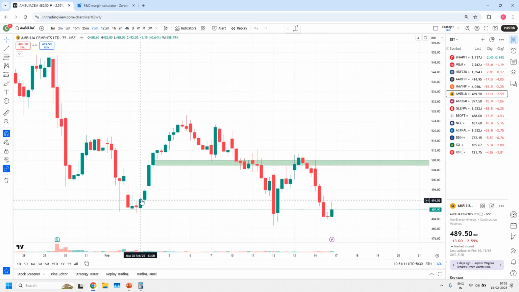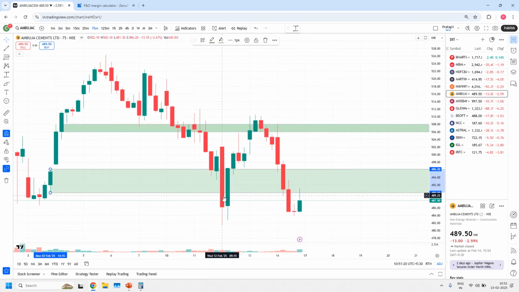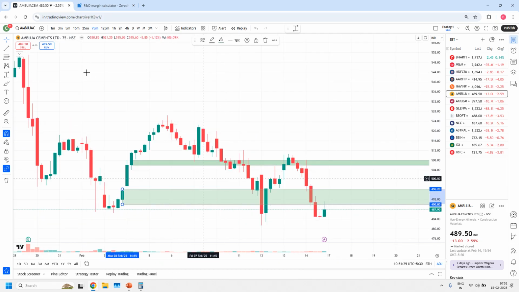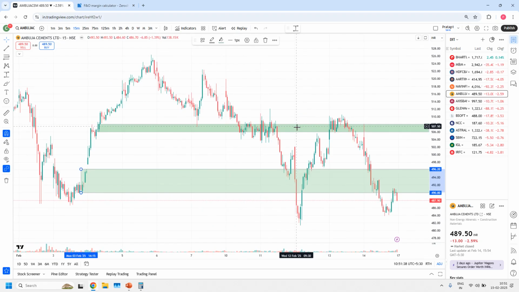Here you see, you have rally base drop. This is the 75 minute zone. Now this trend is changed. When? 12th February, Wednesday. So from 12th February onwards, it is no more supporting Ambuja Cement, no more supporting bullish trade setup. This zone is violated. We will agree. That way this is gone.